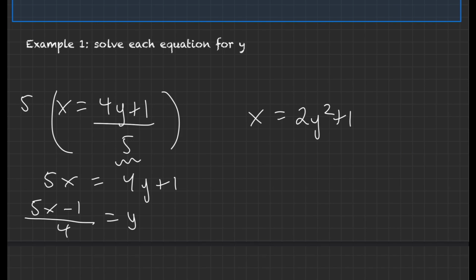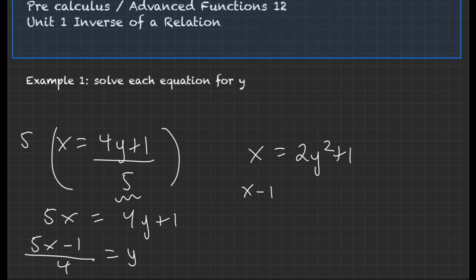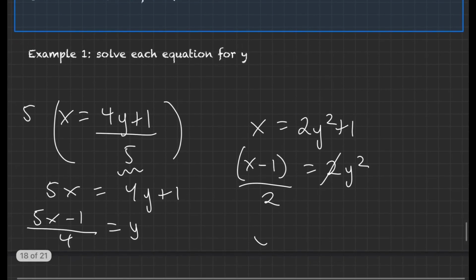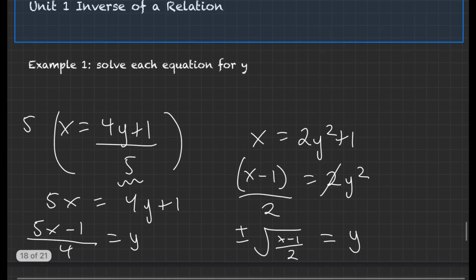Let's try this one. So x equals 2y squared plus 1. In this one, I'm going to move the 1 over, make it negative 1, and have that be 2y squared. And then I'm going to divide by 2, and then I'm going to square root it. So remember, the square root will give me plus or minus square root of x minus 1 over 2 is equal to y.